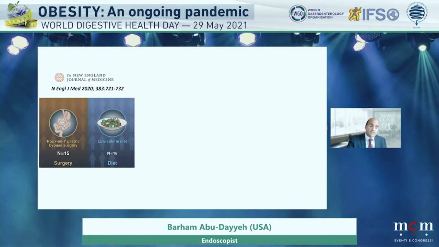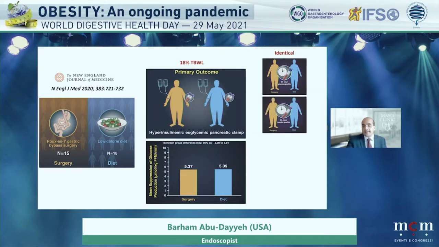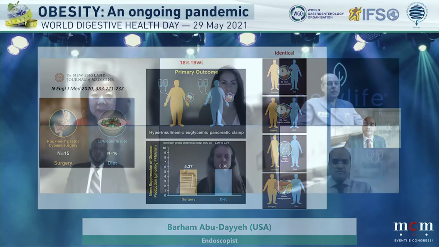Again, with this New England Journal study, they subjected 15 patients to gastric bypass, matched them to a cohort that underwent a low-caloric diet and achieved the same exact 18% total body weight loss. They did a battery of sophisticated testing, including a hyperinsulinemic euglycemic pancreatic clamp that showed identical improvement in both groups. And when they looked at 24-hour glucose profile, 24-hour insulin profile, beta cell function, and body composition, all were equivalent as long as the weight loss was significant, and in that case, more than 18% total body weight loss. And with that, I conclude and thank you for your kind attention.